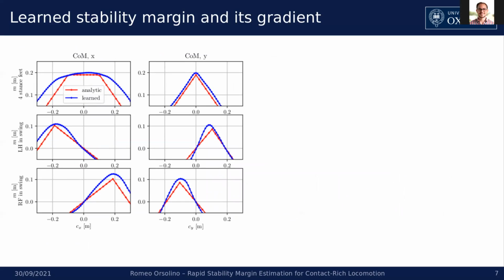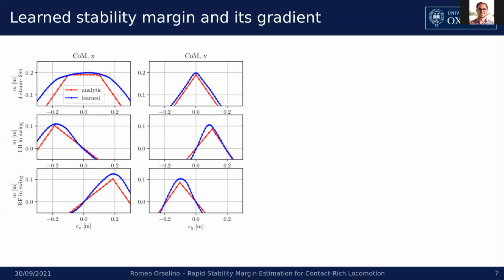Here we show some of the estimation results that we obtained with this network. You can see here on the top row, for example, the learned stability margin values in the case of the robot standing on a flat surface with different stance conditions. 4 feet on the ground for the top row, the left hind foot in swing for the middle row, and the right hind foot in swing for the bottom row.